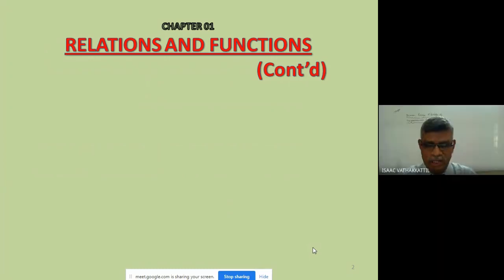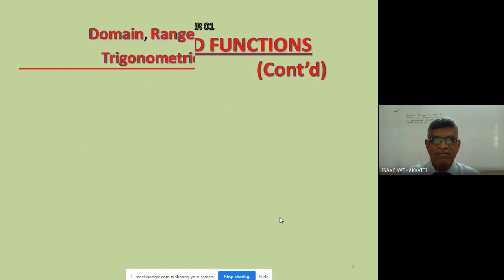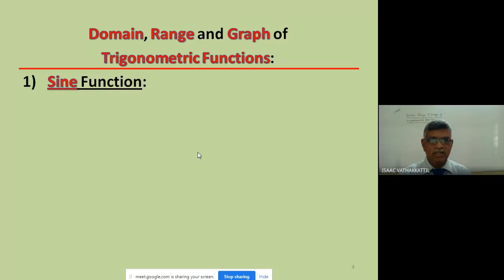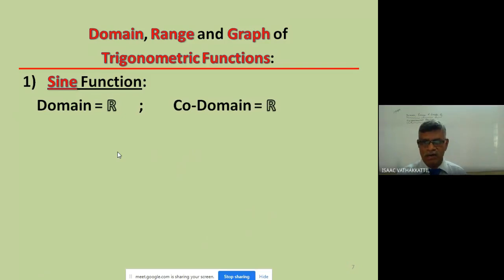Relations and functions. Okay, that means you got the second screen. Read it very carefully. We are going for the domain, range, and the graph of functions. This is just a revision only. You know what is the domain of sine function? It is the set of real numbers. Sine function is defined for all real values, and it has a codomain. We can say it is R, no doubt.